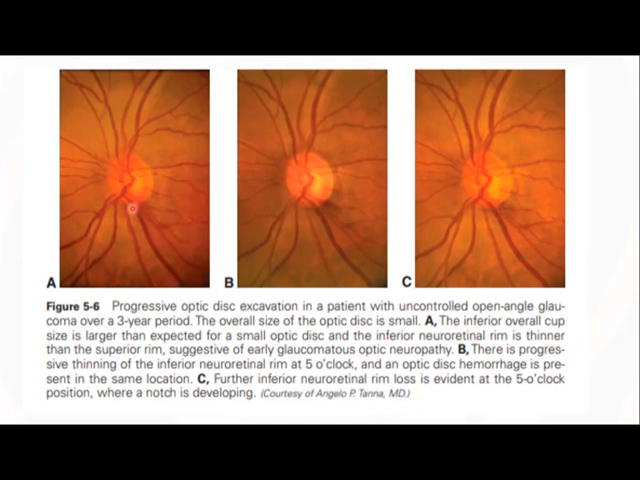In picture B, there is a progressive thinning here. We can see the inferior rim at 5 o'clock position, and an optic disc hemorrhage is present at the same location. Here we can see the optic disc hemorrhage, and in picture C, further inferior 5 o'clock position rim loss, and here a notch is developing.